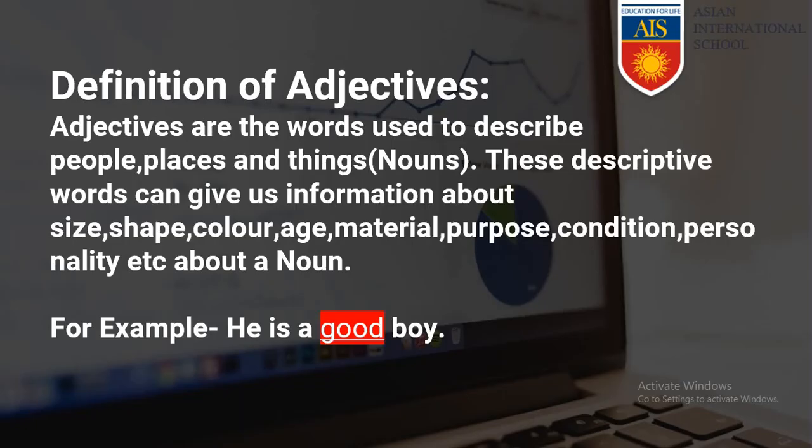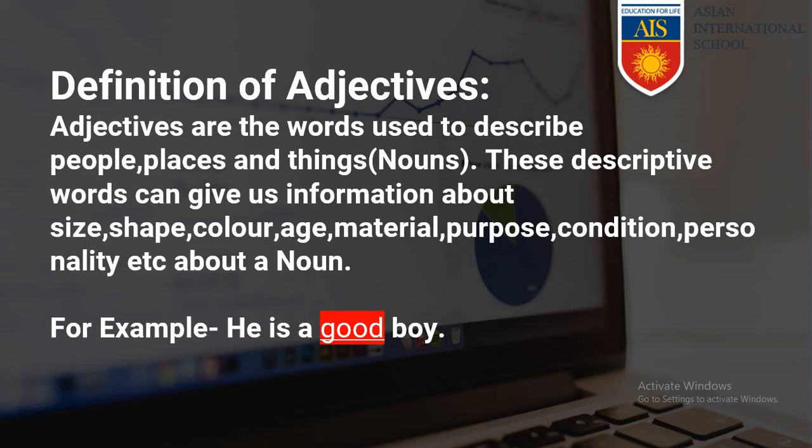At the very first of the video, we must learn what the definition of adjectives is. What are adjectives? Adjectives are the words used to describe people, places, and things. In short, adjectives are the words that we use to describe the noun. These descriptive words can give us information about size, shape, color, age, material, purpose, condition, personality, etc.